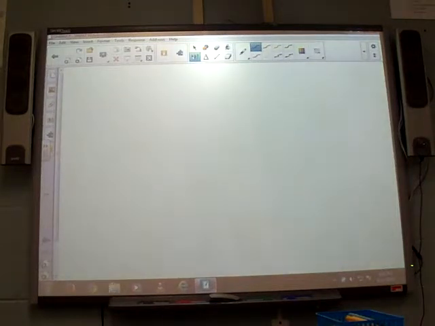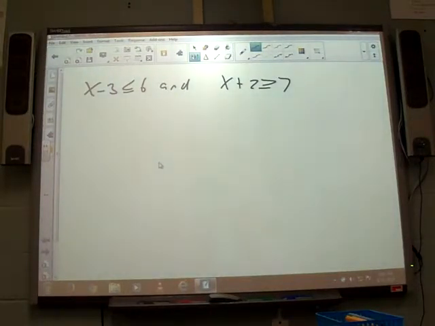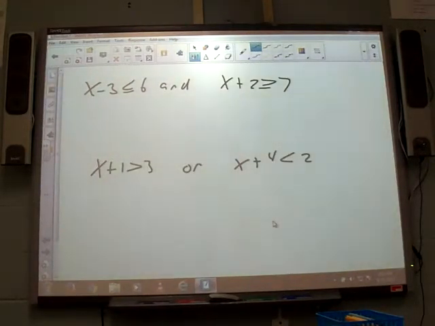Alright, this one says, x minus 3 is less than or equal to 6, and x plus 2 is greater than or equal to 7. There's number 1. Solve, graph, interval notation. Number 2 says x plus 1 is greater than 3, or x plus 4 is less than 2. Okay, solve both of those, put them both on number lines, and put them both in interval notation.